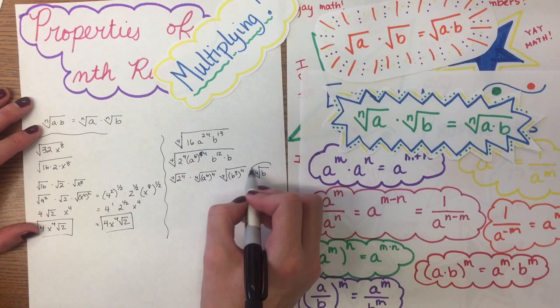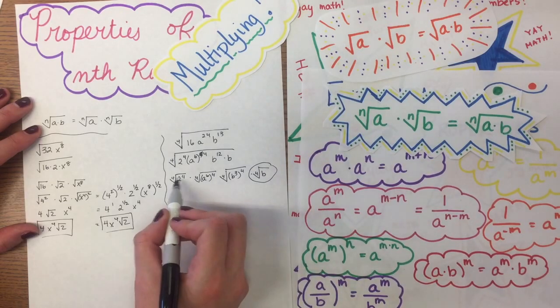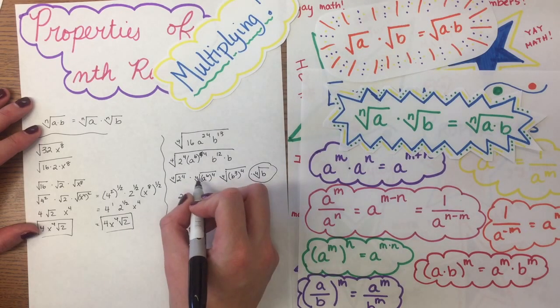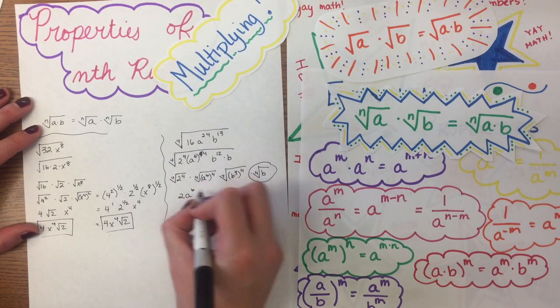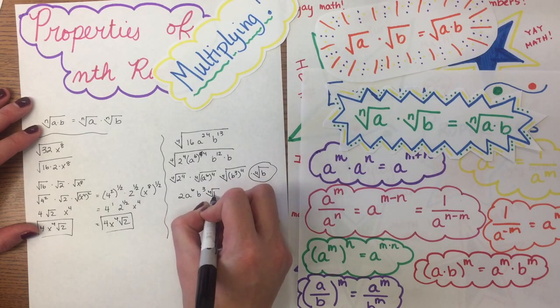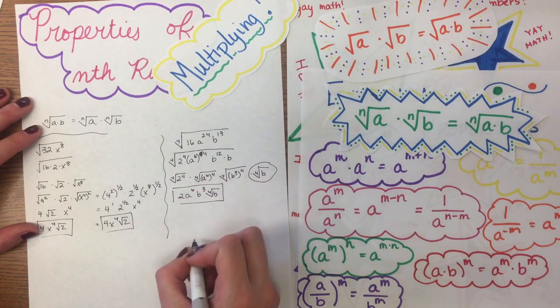Okay, this fourth root of b I can't do anything with, but the fourth root of 2 to the 4 is 2. The fourth root of a to the 6 to the 4th, the 4th and the 4th cancel, so this is a to the 6. 4 and 4 cancel, b cubed, and then the fourth root of b stays inside there.